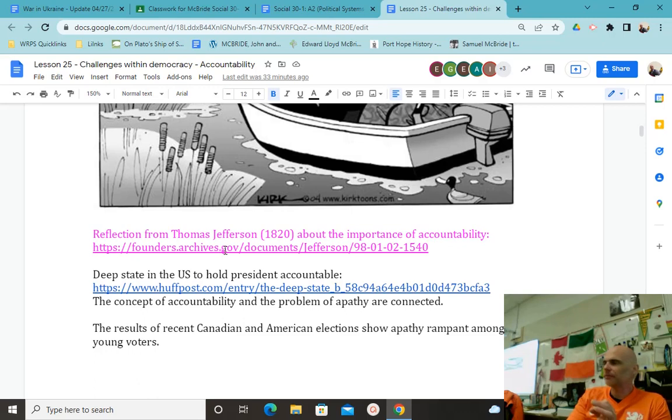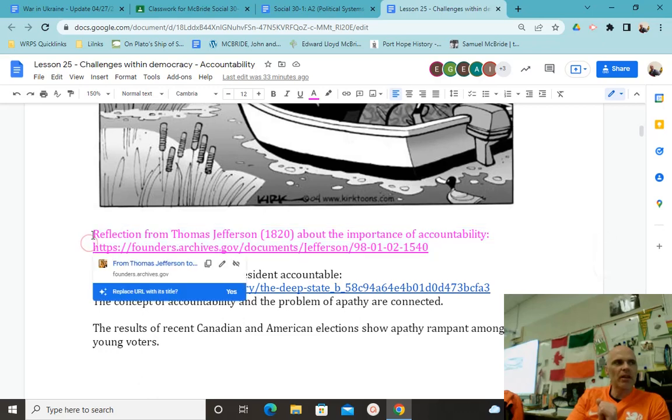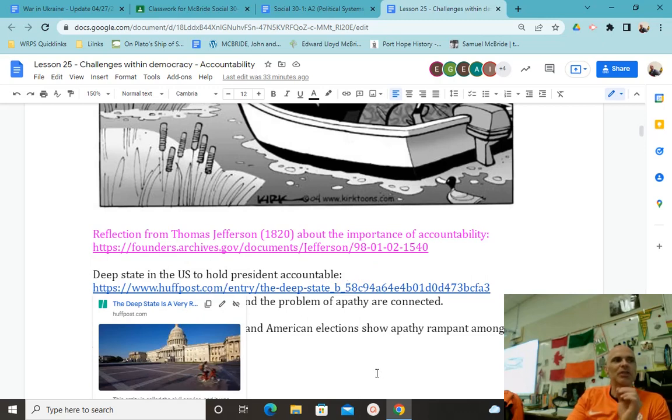Skim through Jefferson's quote. If you try to read it and spend 10 minutes on this, you're never going to get the lesson done. So maybe spend 3 minutes skimming it. Skim through this idea that the deep state in the US holds the government accountable. But again, that's subject to your viewpoint. The deep state would be the swamp that Trump tried to go in and drain. The idea that there's unelected government bureaucrats that have the ability to undermine the vision of the president. That sounds undemocratic. Government workers are undermining the elected officials.